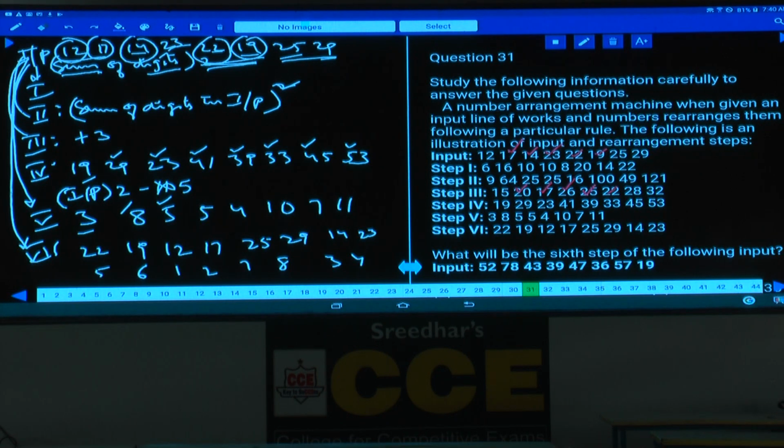Clear now? Hence in total how many steps do we have? We have 6 steps. And each of these steps is generated from the input rather than the preceding step. Let's write on this one. And the remaining 5 questions are based on the same logic. One input is given. Now identify this one. What will be the 6th step of the following input?